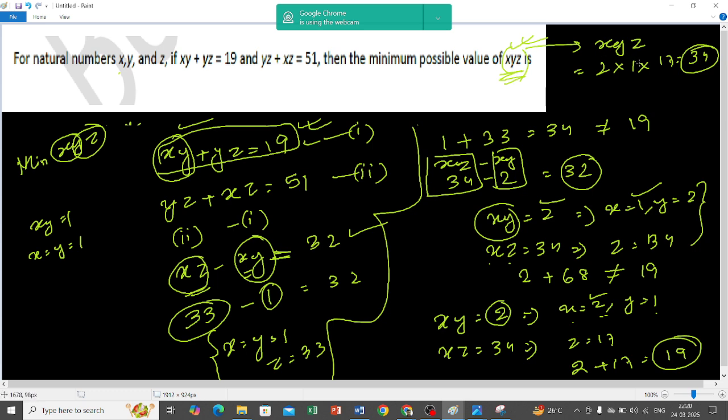x is 2, y is 1, z is 17. So that gives me 34. So the minimum possible value is 34.